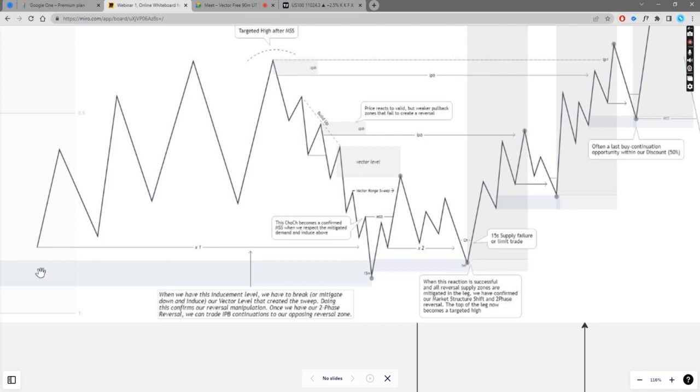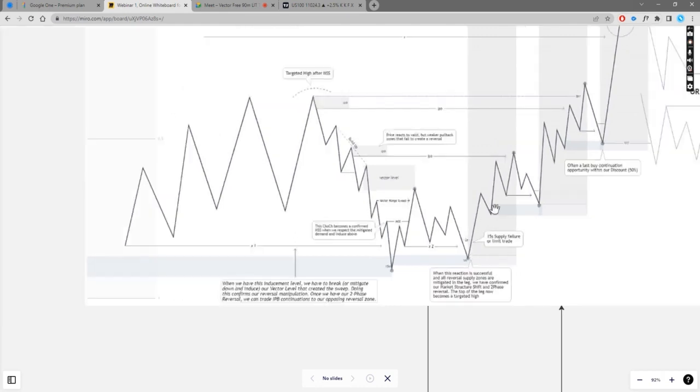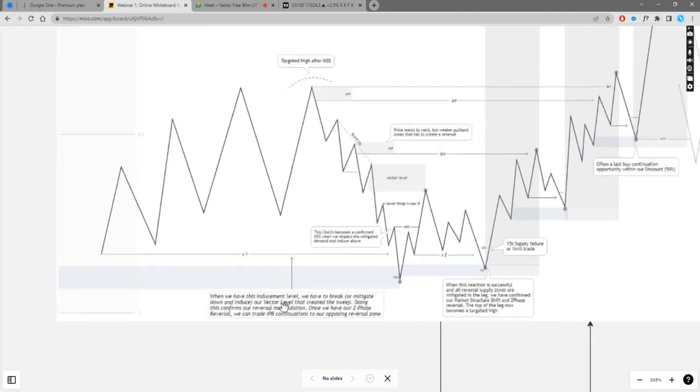and then this is our trade here. So it's going through the funnel of having maybe a 1 hour order block down here to a 15-minute or a 5-minute, and then that 1 minute order block where we can look to take either our limit trade or our supply failure trade, okay? So when we have this inducement level, we have to break or mitigate down and induce our vector level that created the sweep. Doing this confirms our reversal manipulation.